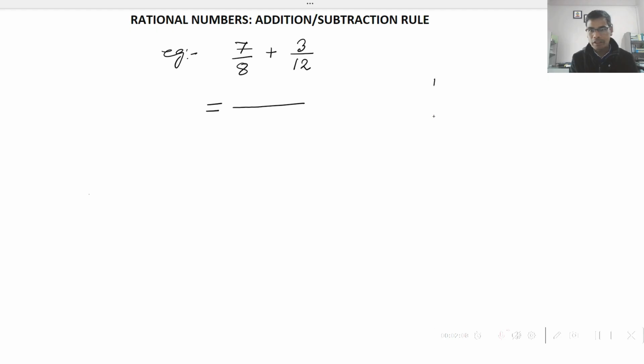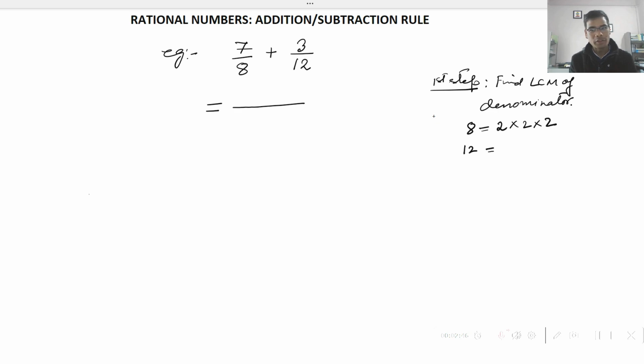The first step we have to do if we have to add or subtract any two rational numbers is find the LCM of the denominators. In this example, the denominators are 8 and 12. To find the LCM, we factorize these into primes, or decompose them as a product of primes. For 8, we can write 2 into 2 into 2, and for 12 we can write 2 into 2 into 3.